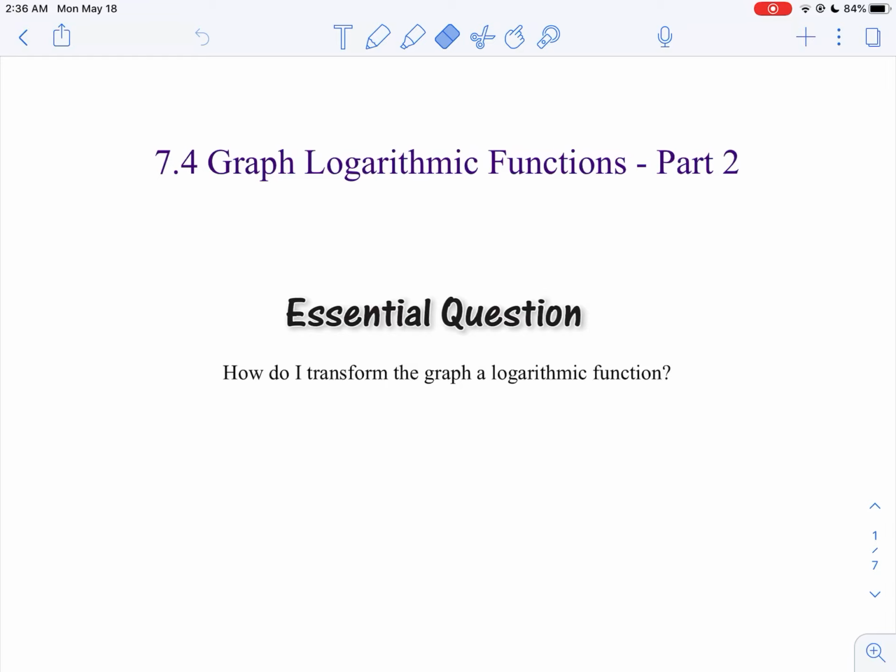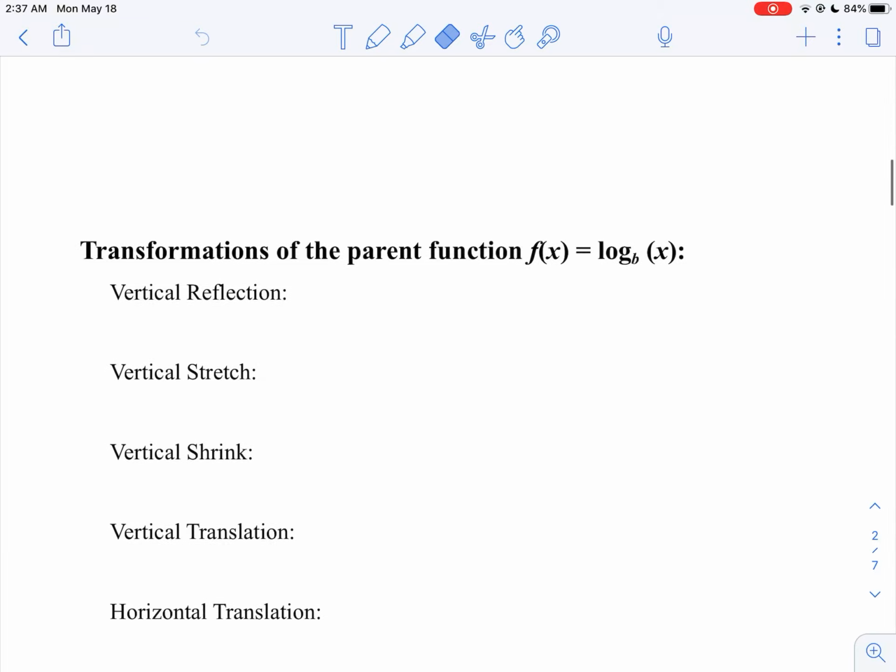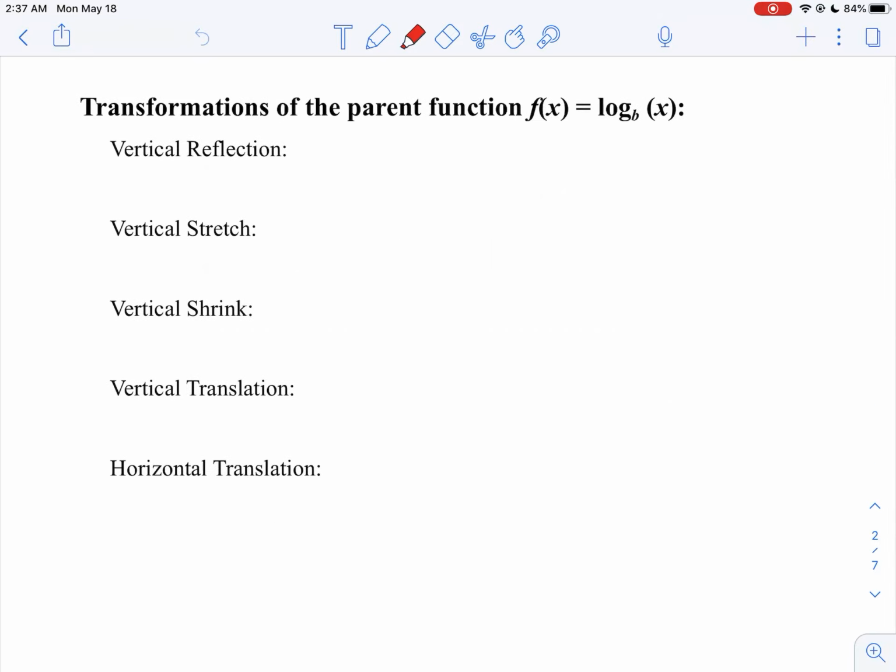Okay, so our essential question is, how do I transform the graph of a logarithmic function? Remember, we've done transformations all throughout this year with all different graphs. So if our parent function is f of x equals log base b of x, then to make a vertical reflection, we would just put a negative in front of the log base b of x. That makes it flip upside down, right?